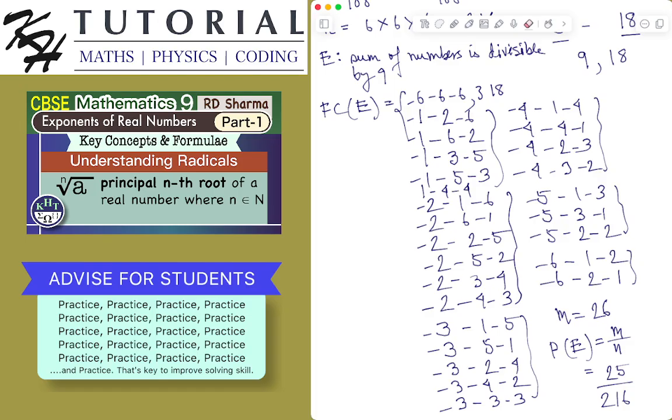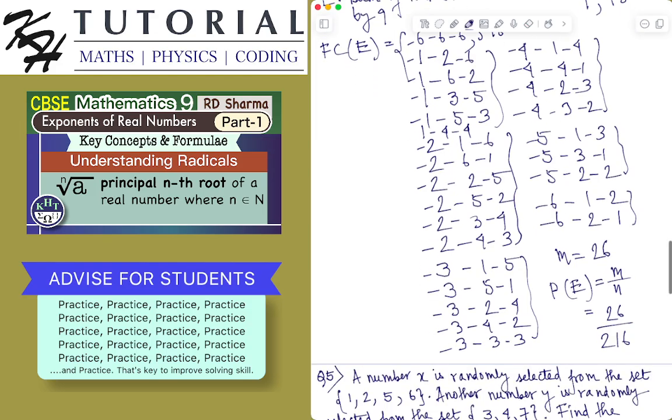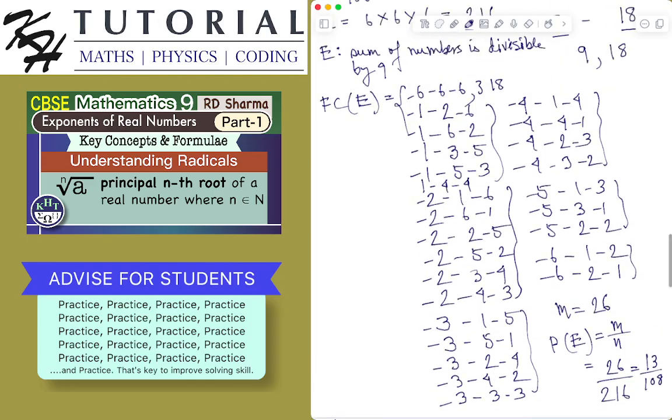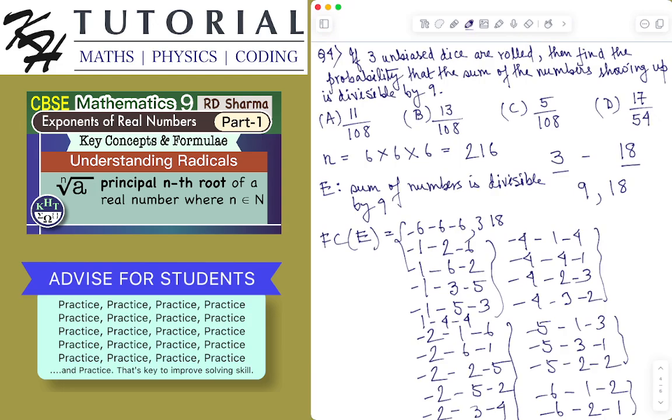and now the probability of E will be 26 by 216, which is 13 by 108. 13 by 108. So the correct choice is B. B is the correct choice.